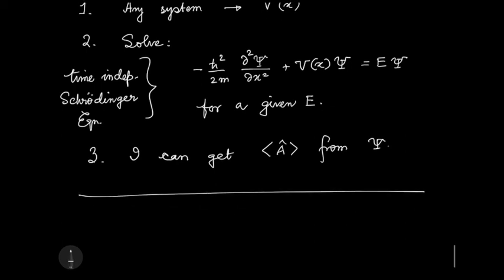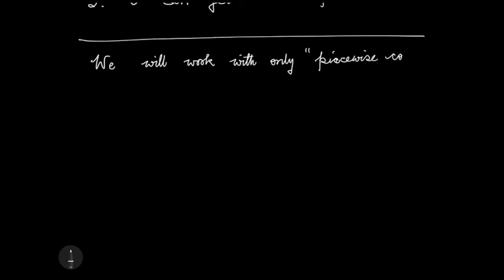Now, we'll do one more simplification here. We will work with only a very particular type of potential in the rest of the course. And these are called piecewise constant potential. What do I mean?